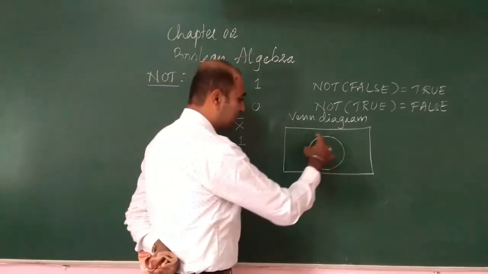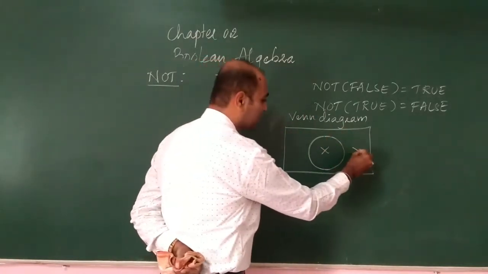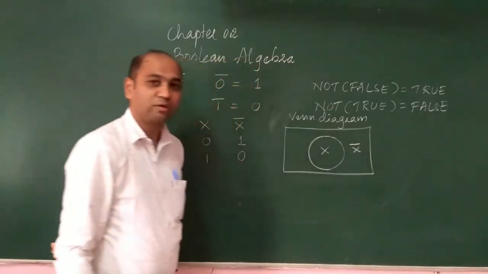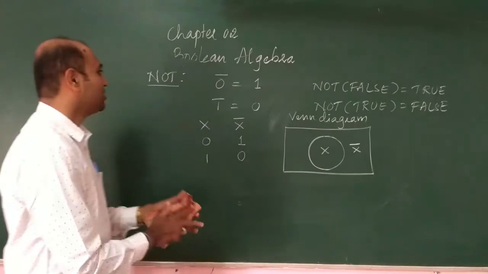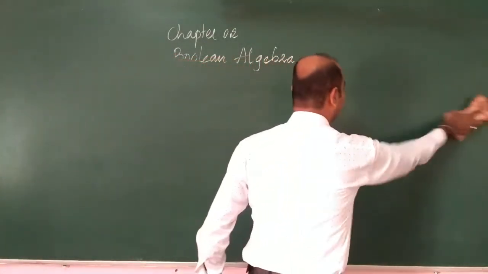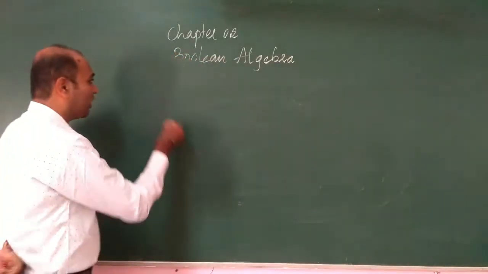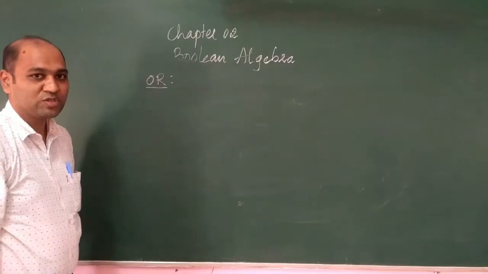So leaving this area of the circle, the rest of the area in this rectangle box represents the complement of x, that is, not x area. Correct? Yes. Next we will continue with the second logical operator, that is the OR operator. What is the condition and what is the meaning of the OR operator? We are going to study now.